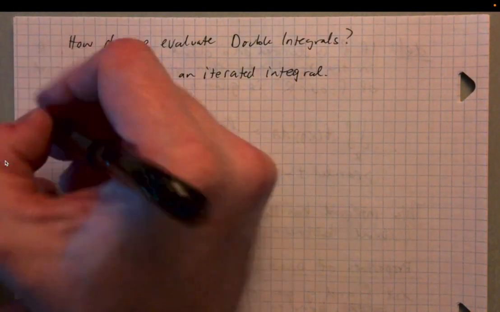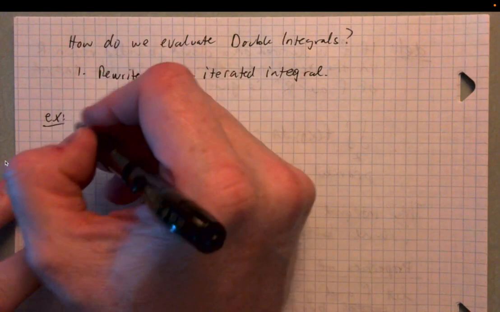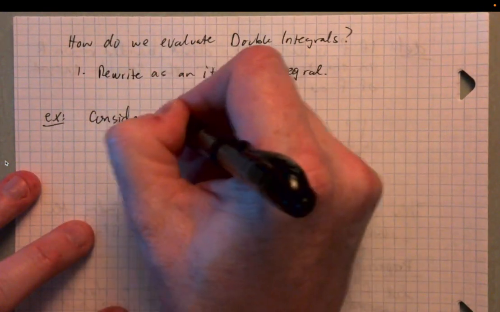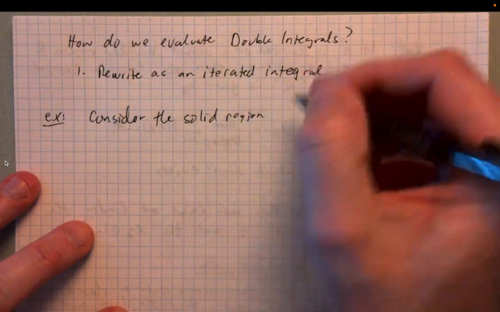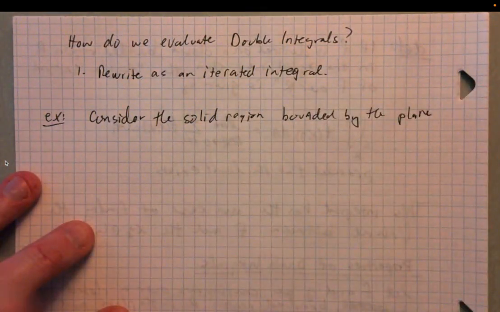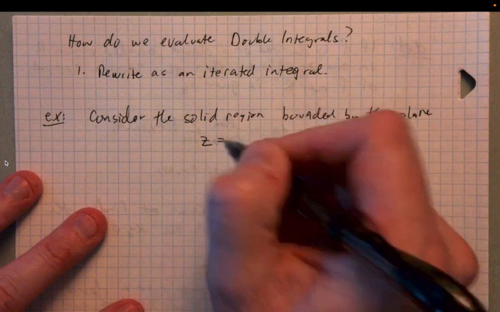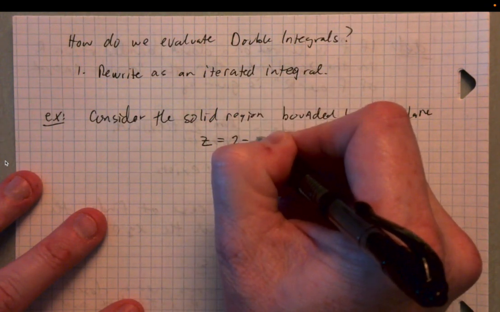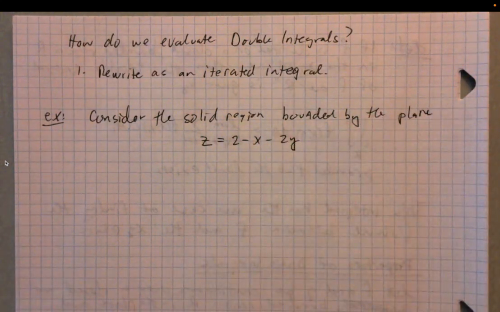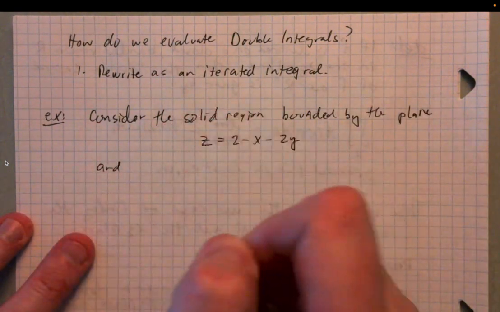Okay, let's do an example and walk through. This will be a slow build example. This isn't a run for the finish line kind of example. Let's consider the solid region bounded by the plane z equals 2 minus x minus 2y. So this is a plane in 3D space. It's not a coordinate plane, but we're going to consider the solid region bounded by this plane and the three coordinate planes. Don't worry, I'm going to draw a picture in a second.